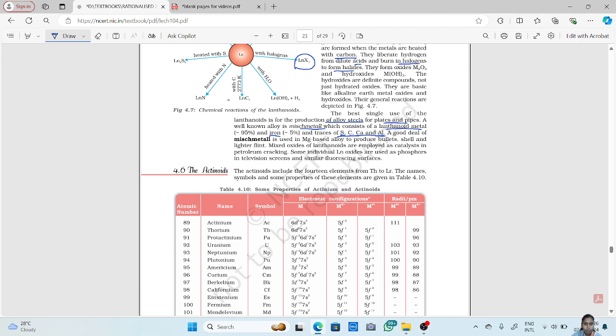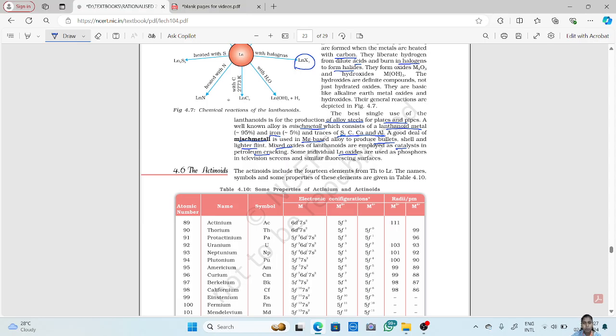A good deal of mischmetal is used in Mg-based alloy to produce bullets, shells, and lighter flints. Now, mixed oxides of lanthanoids are employed as catalysts in petroleum cracking.